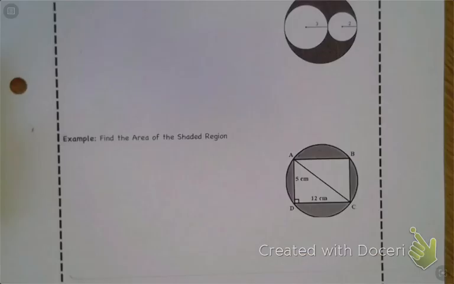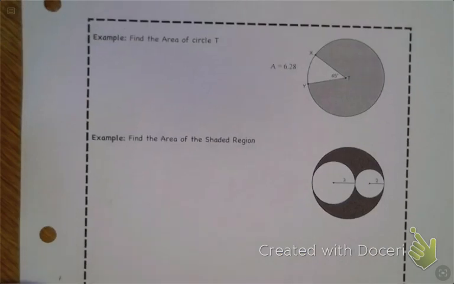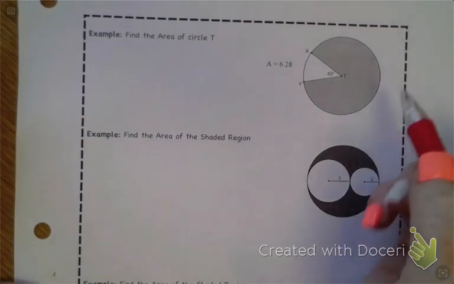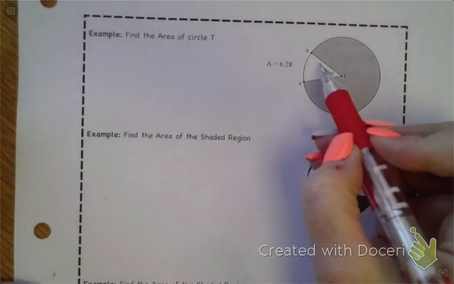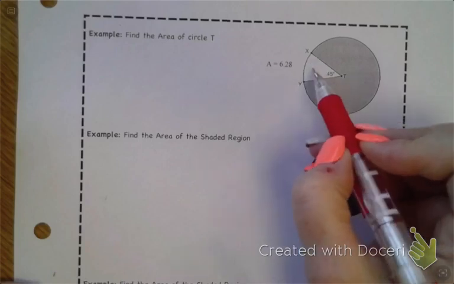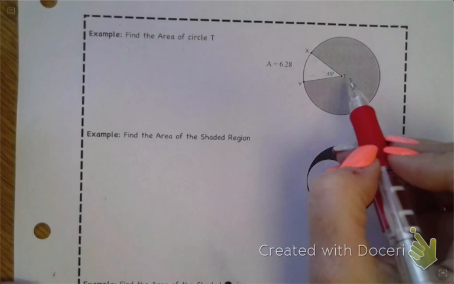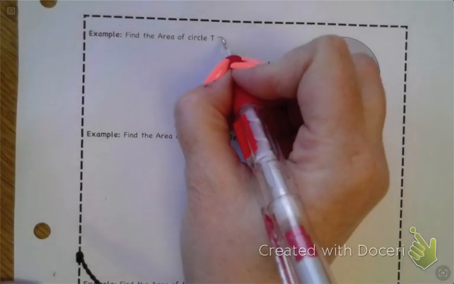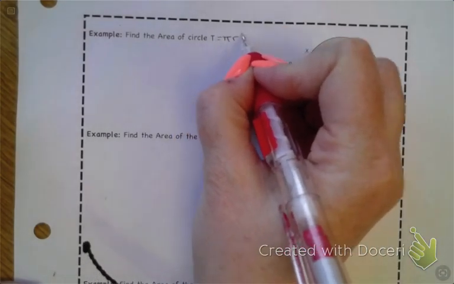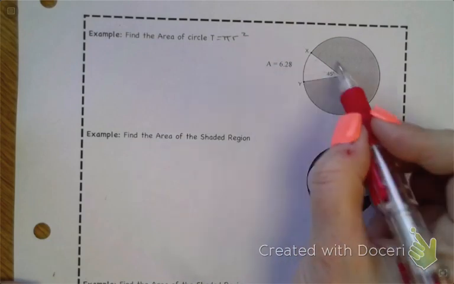Okay, our last page, 3 examples here left. So we have find the area of T. Well, T is the whole circle, and I only have some information about the sector. I know the area of the sector is 6.28. Well, to find the area of T, the area of T is going to be pi r squared, right? So we need to use this information to help us out.